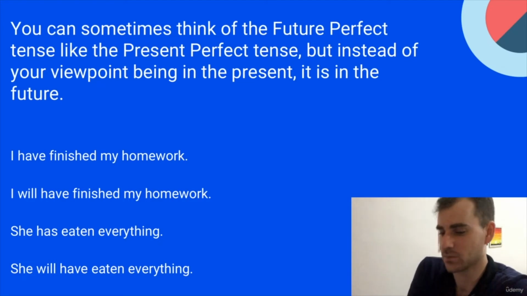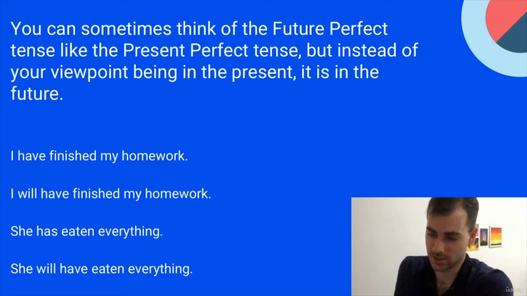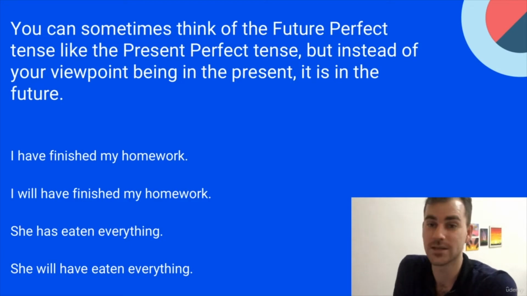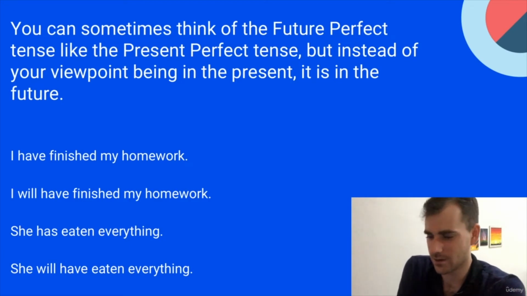Look at some more examples here. I have finished my homework. I will have finished my homework. See, the first one is present perfect, second one is future perfect. Look at another pair. She has eaten everything. She will have eaten everything.